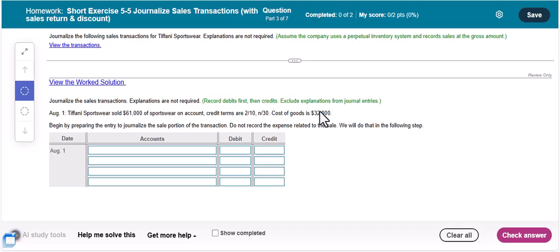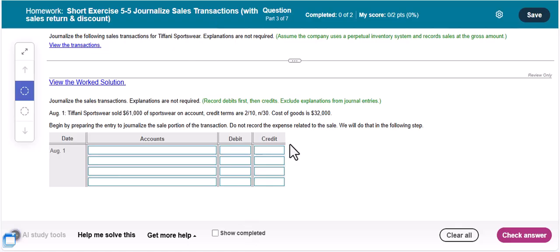So what we are doing here is we are selling the sportswear that cost us $32,000 for $61,000. That's almost a 100% markup, so I like this business. And then remember, anytime we're selling inventory, we're going to have two transactions. This first transaction that we're doing here shows the sales revenue, and then the second transaction will show the cost of goods sold and the inventory.